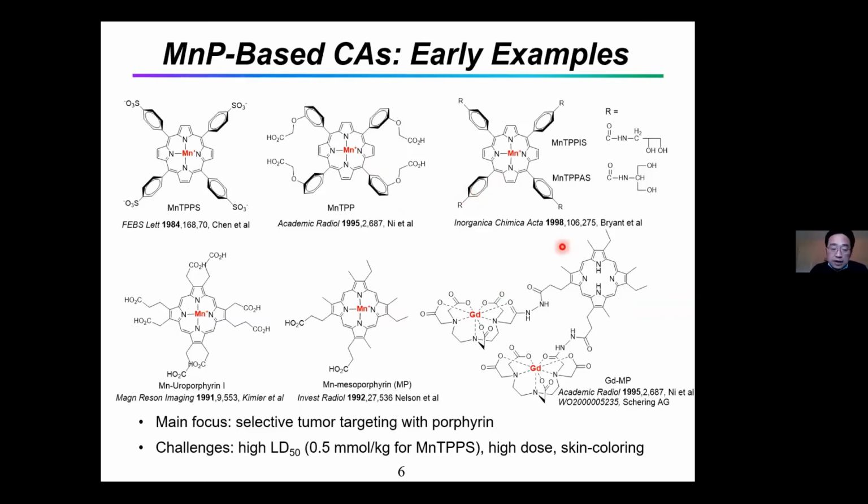But the issue was that in order to have selective tumor-targeted imaging, you need a relatively high dose, but the porphyrin derivatives, such as the MnP-based BPAs, have relatively high LD50 values. The toxicity is relatively high, and you require a high dose. And in some of the early animal studies, they also found that the animals' skin got colored by the porphyrin, which means the porphyrin is also distributed and retained in the skin. So this is the state of the art.